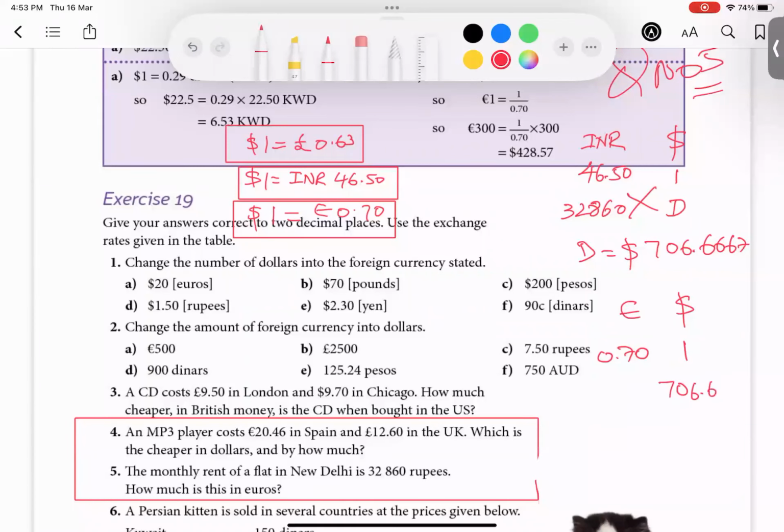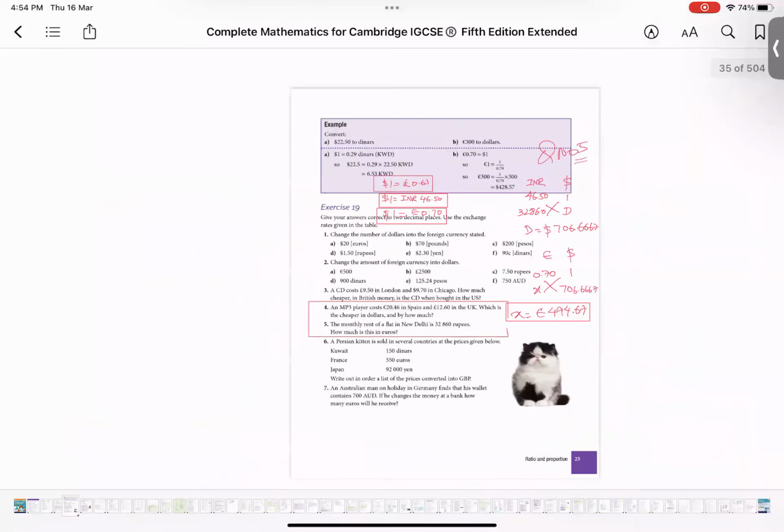Okay, 6,667, and here a question mark, cross multiply. I'm saving my time because I believe you got it, and my answer is coming in euros. How many euros? 494.67, and again 2 decimal places. Alhamdulillah, I believe the point is very clear. And now I'm going on to the next topic.